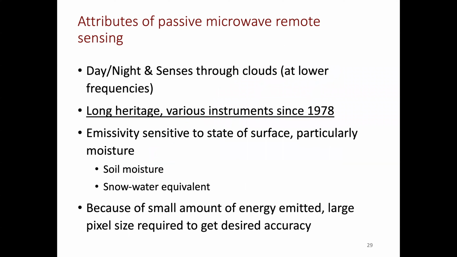Passive microwave observations, unlike observations in the visible and infrared, can see through clouds. They have a very long history and are sensitive to moisture, including snow water equivalent. As I noted earlier in the lecture, as the wavelengths are longer than with the shortwave, pixels need to be large in order to collect enough energy.